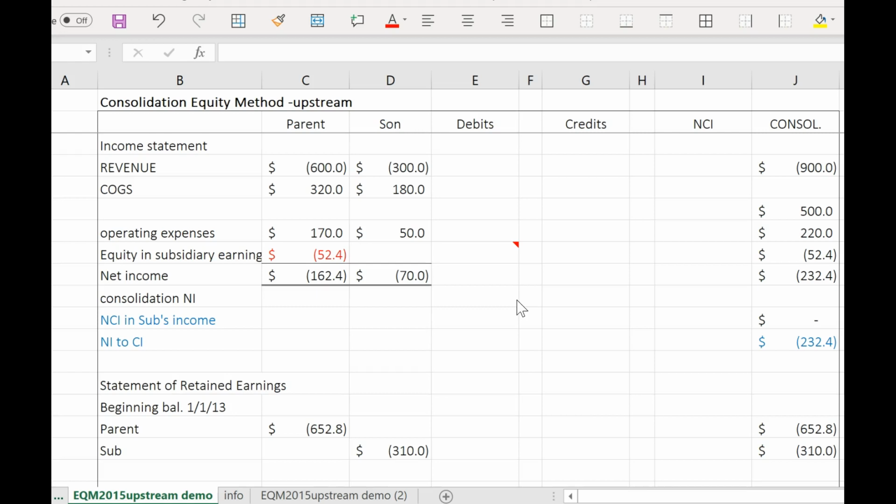Okay, let's start with the TI entry. TI entry, debit sales, credit cost of goods sold. We are reducing the sales and cost of goods sold for the amount of the intra-entity transactions. Where do I find those numbers?